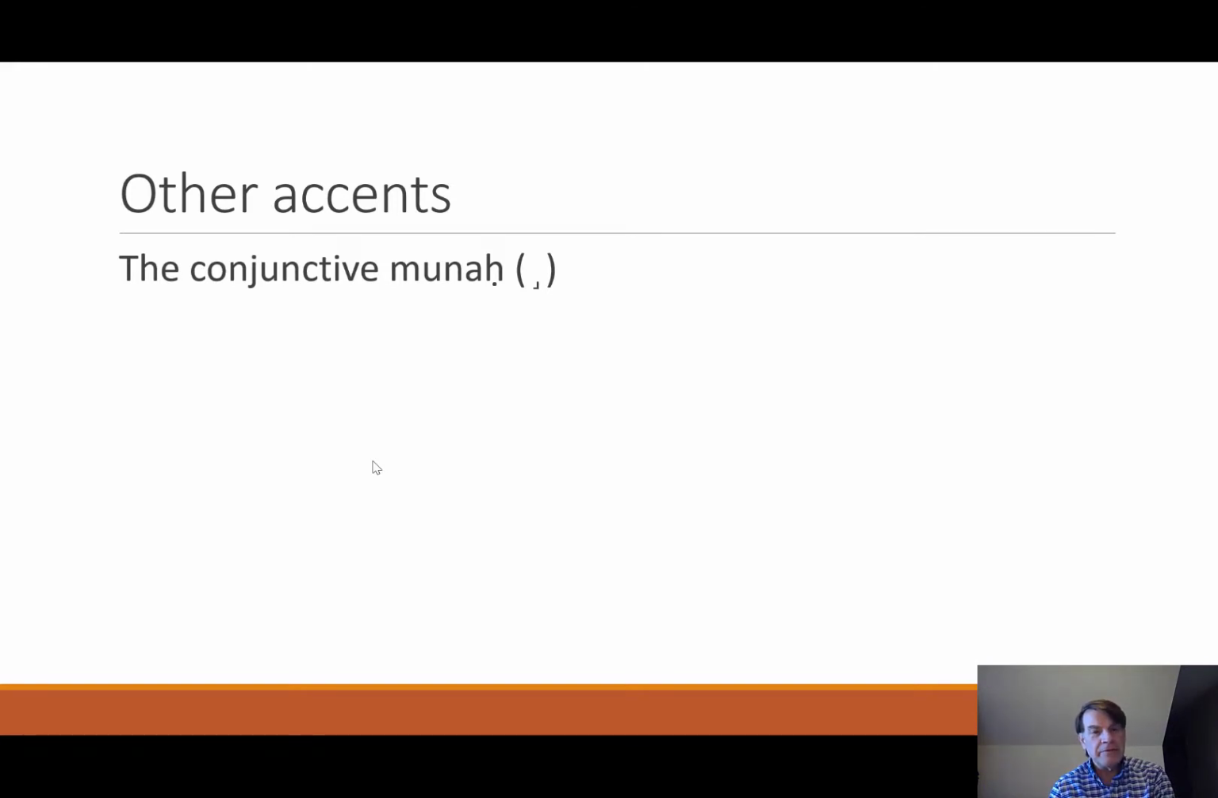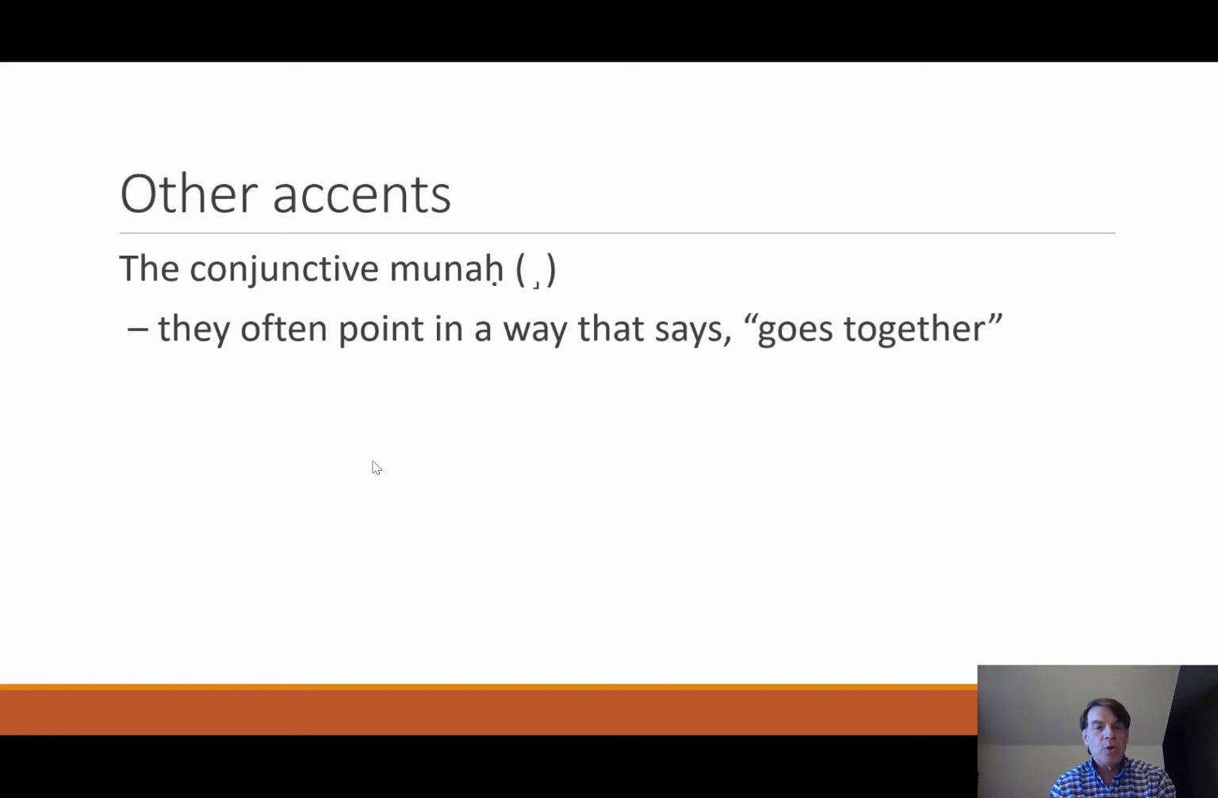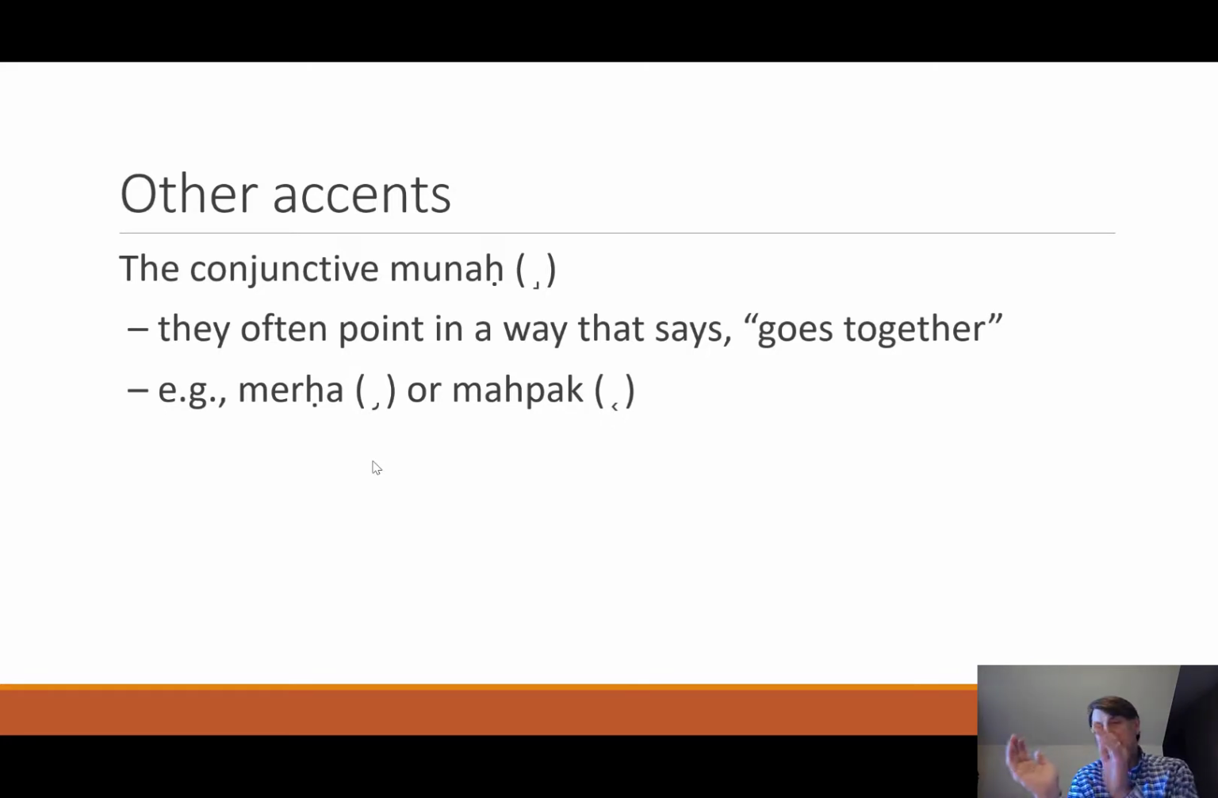The accents do kind of point toward the next word if they're conjunctive. If they say, well, I kind of go with what follows in some way. A lot of times they'll kind of point toward what follows if that's the case. So like the munak says, I go together with the word that comes after. Here's a couple others that kind of point. So there's the slidey merkah. That again, instead of the hard munak, it's the slidey, what comes after. And then the mapak, you can see, is like an arrow pointing at what comes after.